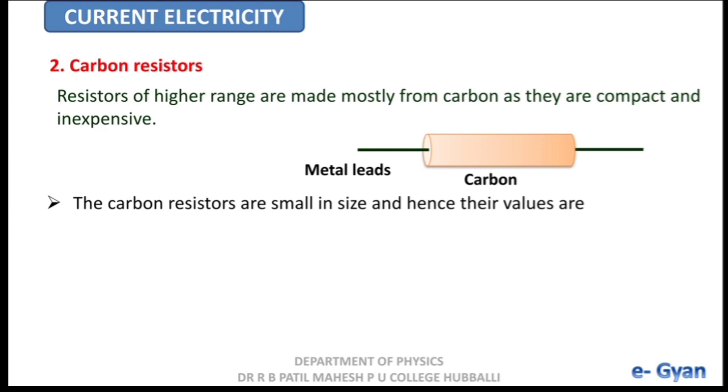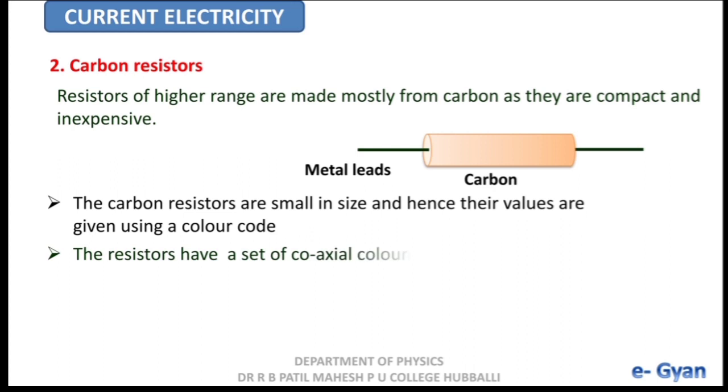Their size is small, hence their values are given by color code. The color code resistors have a set of coaxial colored rings. With the help of these colored rings, we can find the value of resistance of the carbon color code resistor. This is a brief description about carbon resistors. Now let us move to the next one.